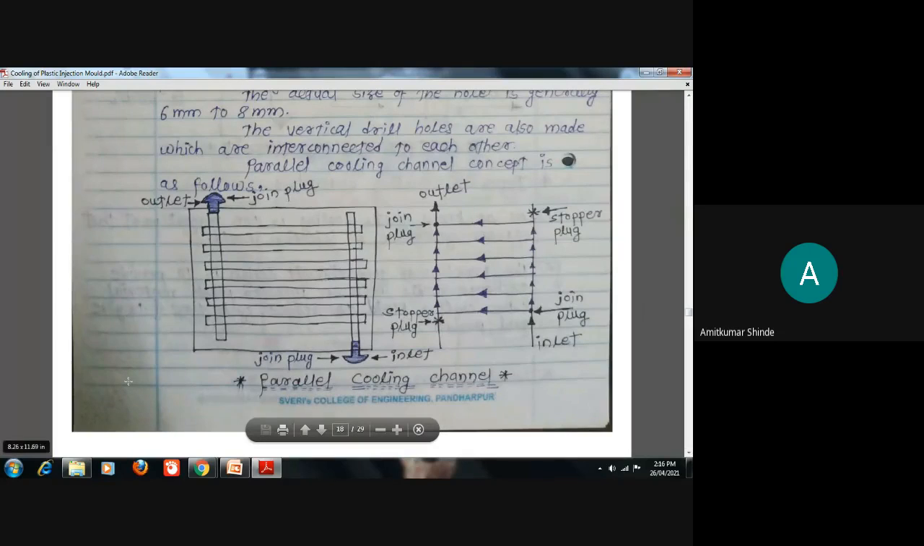Okay. So this is visible on your screen. This is a parallel cooling channel. First, I will discuss this parallel cooling channel. Before that, I will explain a few points, that is, what is the importance of this cooling channel? Already, I have explained it.